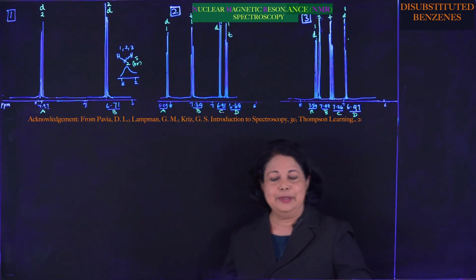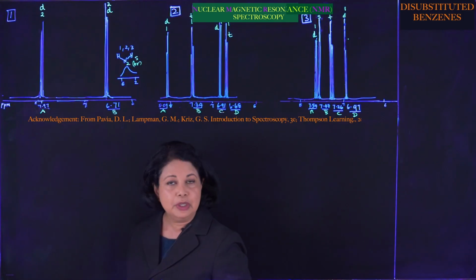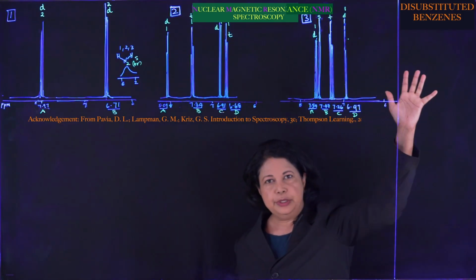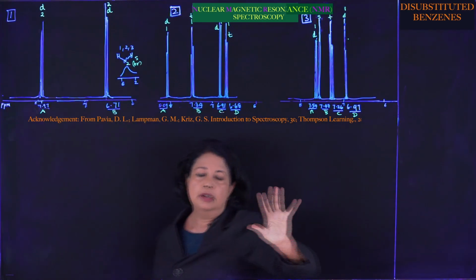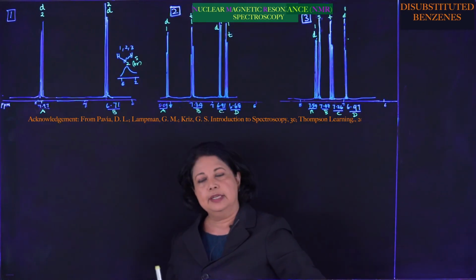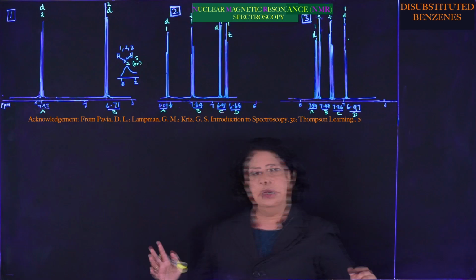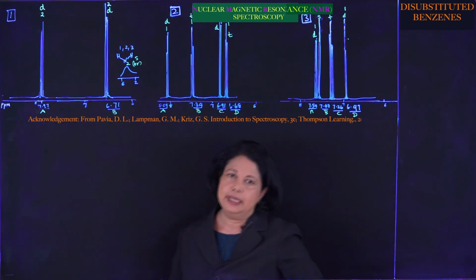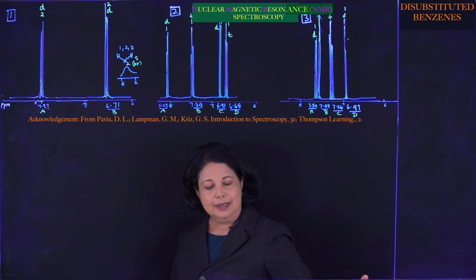Welcome everybody to NMR spectroscopy problem solving session. Today we're going to look at disubstituted benzenes, splitting patterns, and also chemical shifts when you have electron withdrawing groups and electron donating groups. One of the things you could do is just review the benzene chapter and then come back. That would make a lot more sense.